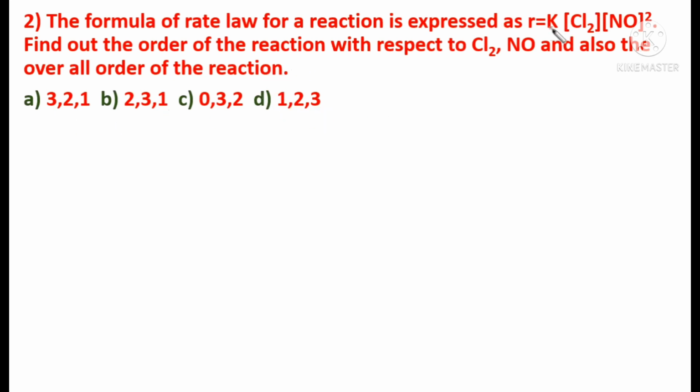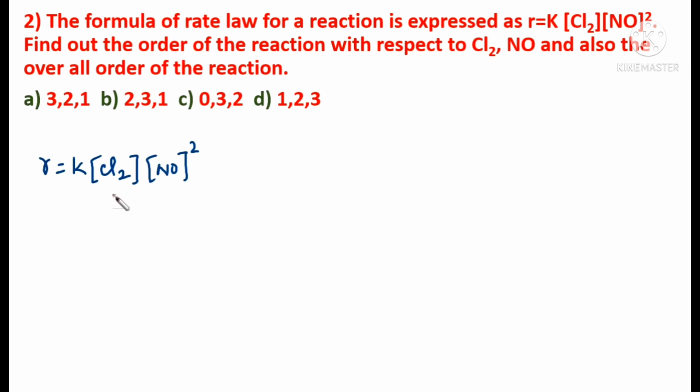In this question, they have given the rate law. Let me write the rate law: R is equal to K into concentration of Cl2 into concentration of nitric oxide to the power 2, right? This is the rate law, and they are asking you to find out the order of the reaction with respect to chlorine and also with respect to NO and also the overall order of the reaction.